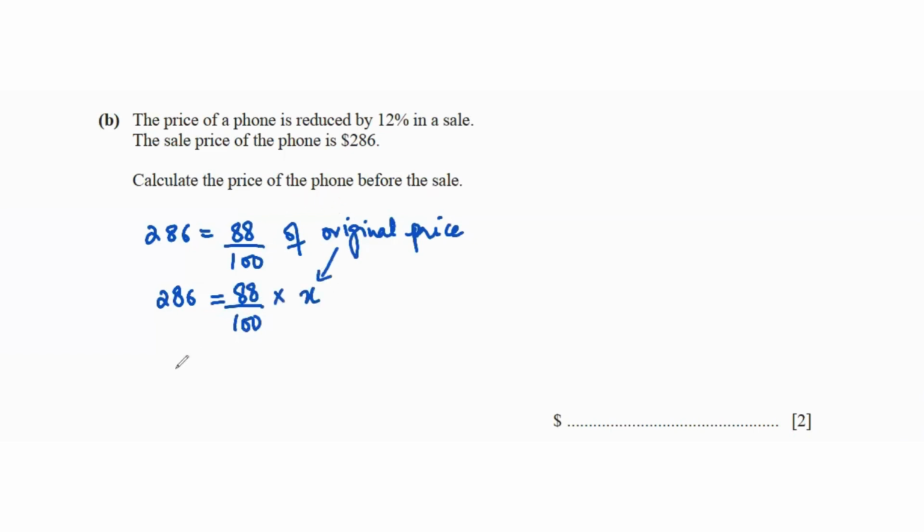X is the original price. 286 times 100 divided by 88. And that is going to give us $325. That is your original price.